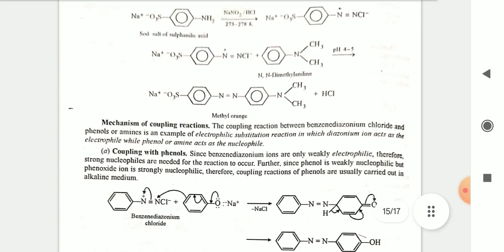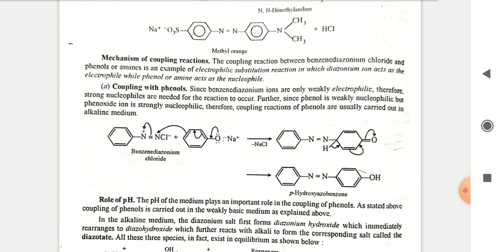Mechanism of coupling reaction. The coupling reaction between benzene diazonium chloride and a phenol or an amine is an example of an electrophilic substitution reaction, in which the diazonium ion acts as an electrophile and the phenol or amine acts as a nucleophile. Coupling with phenol. Since benzene diazonium ions are only weakly electrophilic, strong nucleophiles are needed for the reaction to occur. Further, since phenol is weakly nucleophilic but the phenoxide ion is strongly nucleophilic, coupling reactions of phenol are usually carried out in an alkaline medium.